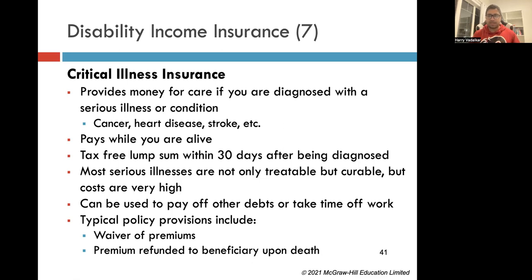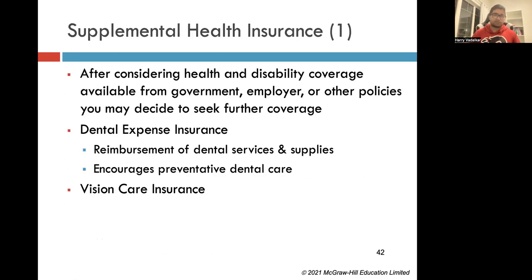So what is critical illness? If some kind of critical illness happens to you, for example you're diagnosed with cancer or some kind of disease that is not treatable, then a lump sum amount, 50,000, 60,000, 100,000 will be paid to you.